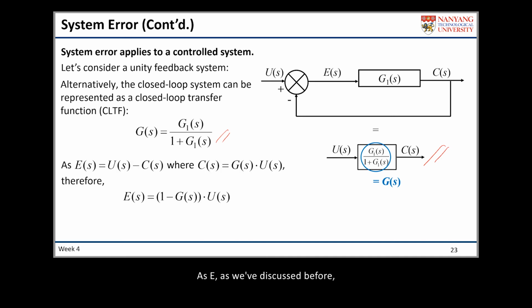As we discussed before, E is equal to U minus C, and at the same time, if you look at the closed loop system, we know that C is equal to G times U. So I can also express E in terms of G. I just substitute G times U for C in the first equation, and then I can express E as follows. Now I have two alternatives to express the E value. I can express it in terms of G1. I can also express it in terms of G, the closed loop transfer function.